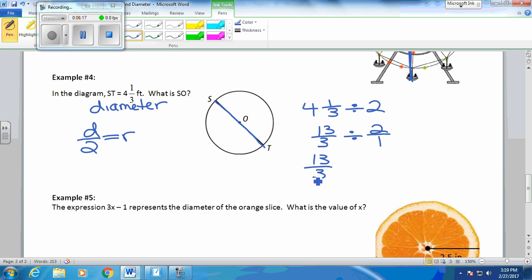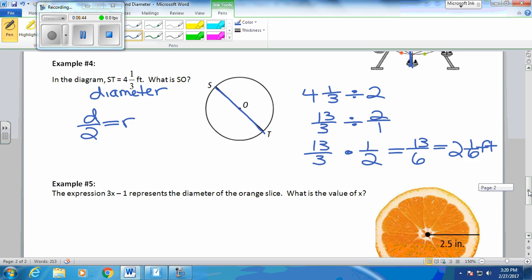The first fraction stays the same. Division becomes multiplication. The 2 becomes its reciprocal of 1/2. I then multiply 13 times 1 to give me 13, 3 times 2 to give me 6, and that will leave me with my mixed number of 2 1/6 feet. And it makes sense that my answer needs to be less than 4 1/3 because the radius is half of the diameter.